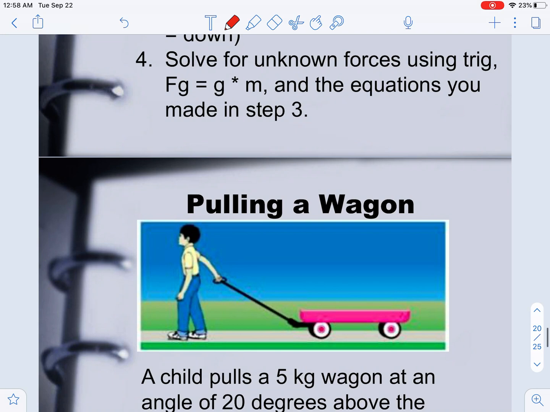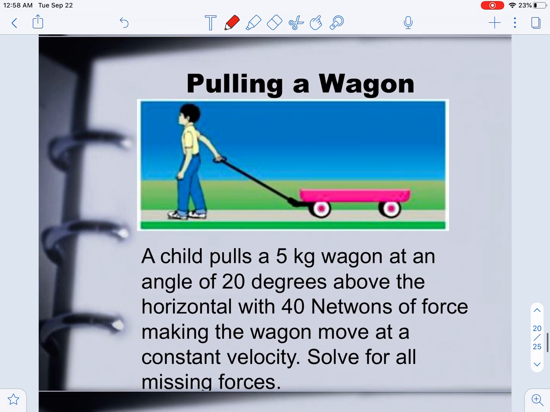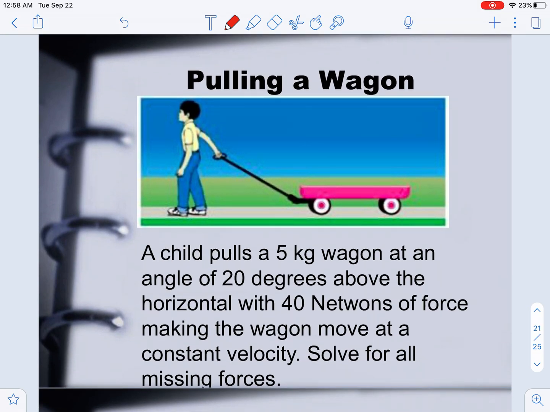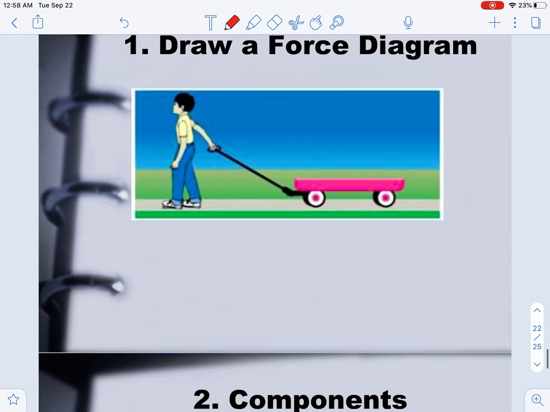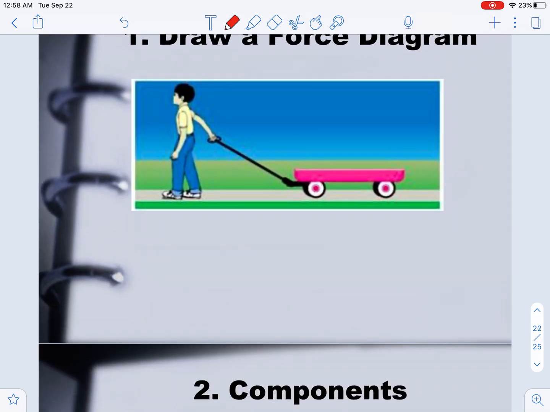Let's take a look at a basic equilibrium problem. Okay, pulling a wagon. A child pulls a 5-kilogram wagon at an angle of 20 degrees above the horizontal with 40 newtons of force, making the wagon move at a constant velocity. Solve for all the missing forces. Now, this moving at a constant velocity is actually really important to our problem, and you'll see why in a second here. We're going to draw all of the forces that are going to act on our object.